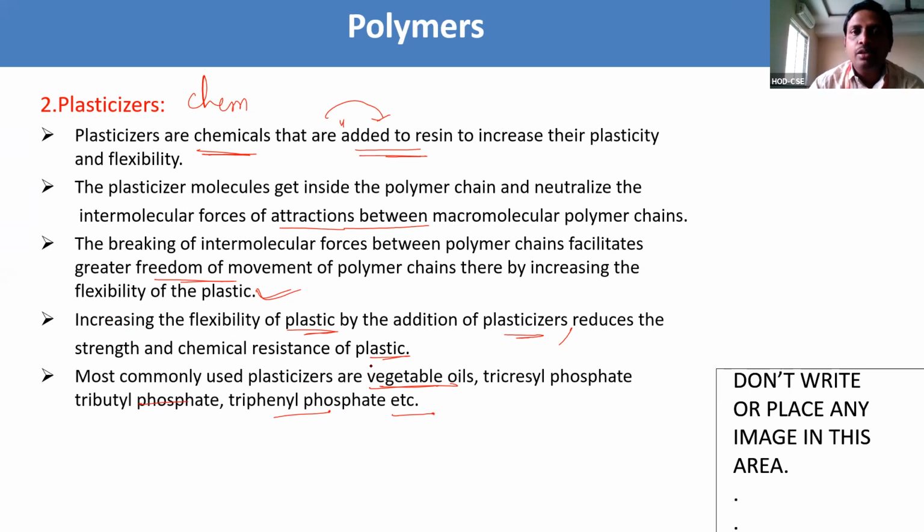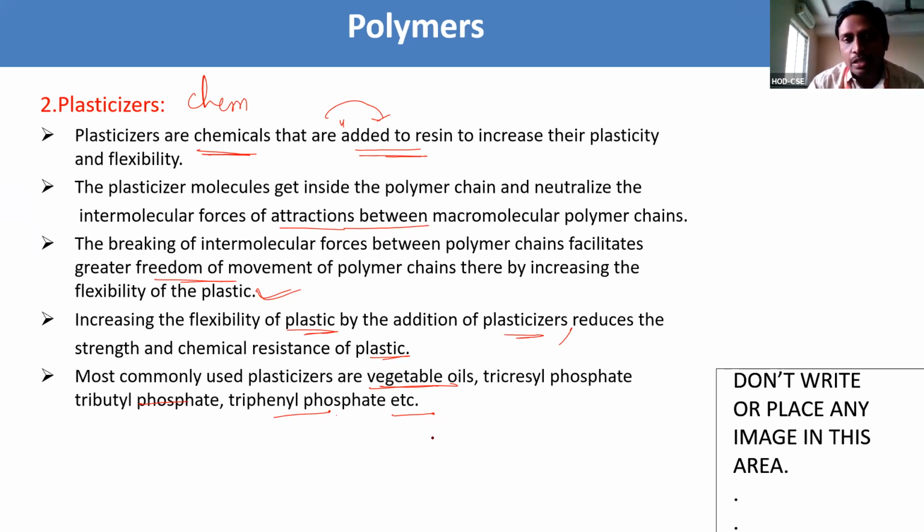These are the chemicals added to resin to increase the plasticity and flexibility of the plastics. They help to break the intermolecular forces between the polymer chains and facilitate greater freedom of movement of the polymer chains, thereby increasing the flexibility of the plastic. The intermolecular forces present between the polymer chains are broken by these plasticizers.